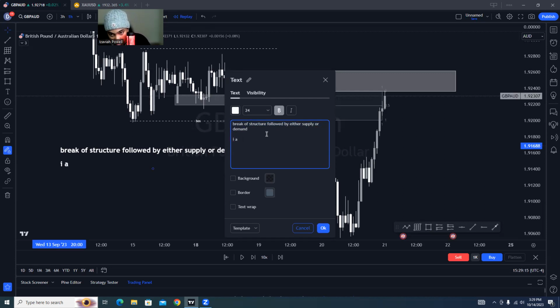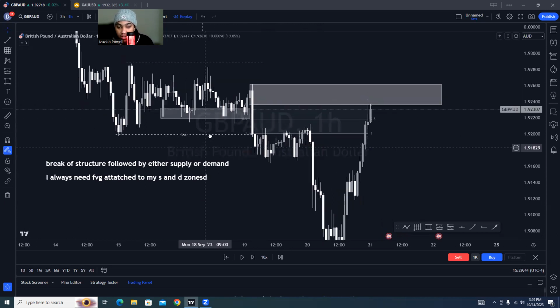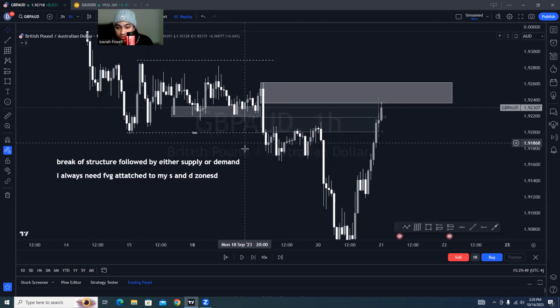I always need FVG attached to my S and D zones. S and D is supply and demand. So that's the main rules you need when trading supply and demand: break of structure and an imbalance, FVG, attached to your zone.